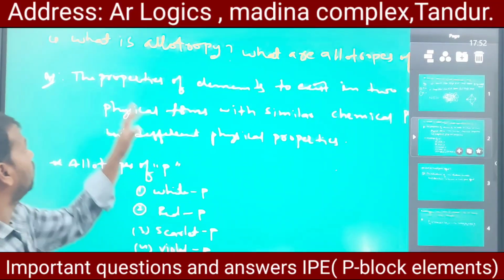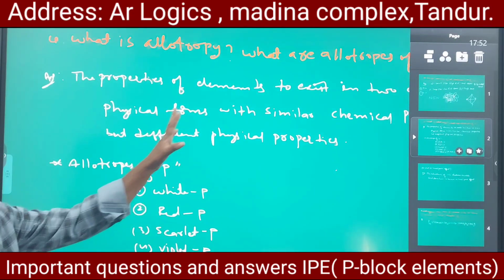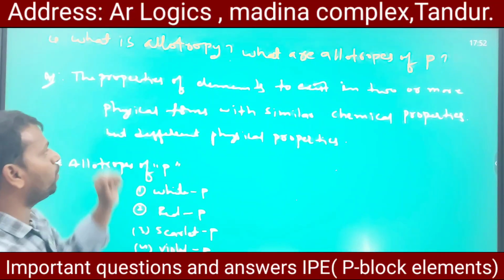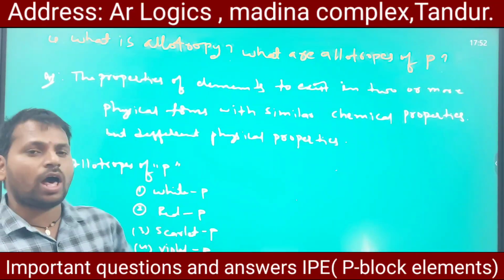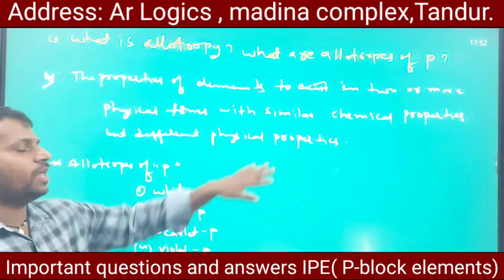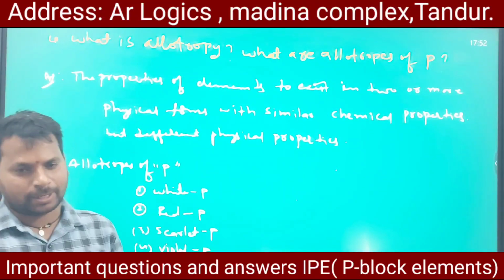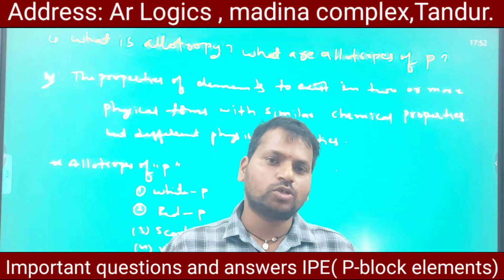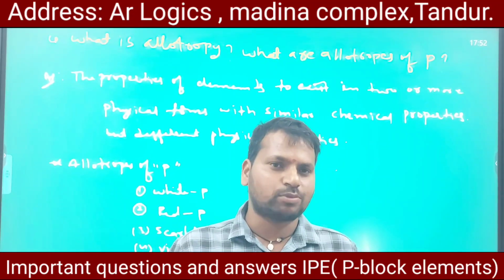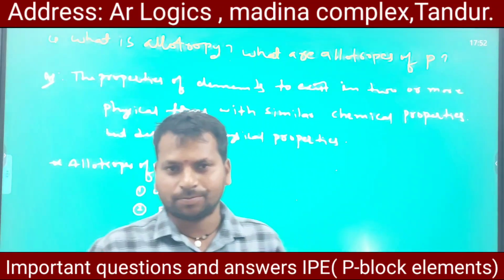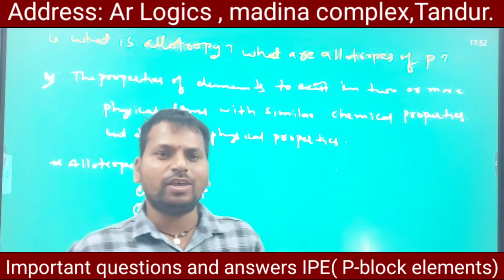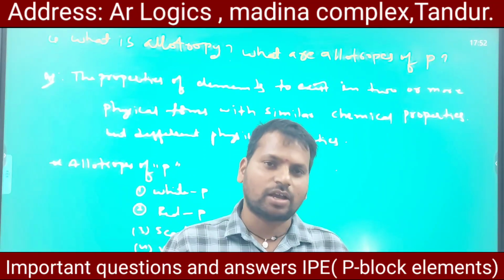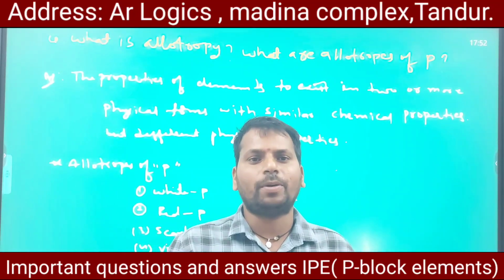Next, the second question: what is allotropy? What are the allotropes of phosphorus? Allotropy is the property of an element to exist in two or more physical forms with similar chemical properties but different physical properties. The best example is carbon, which has three types of allotropes: diamond, graphite and fullerenes. They all have the same composition, carbon only, but physical properties are different.